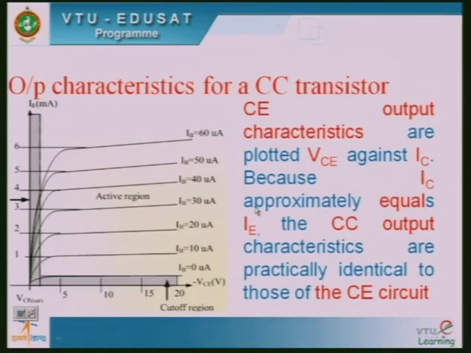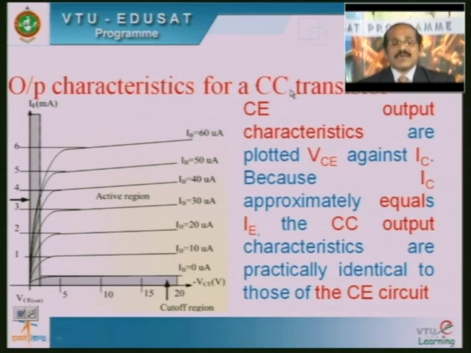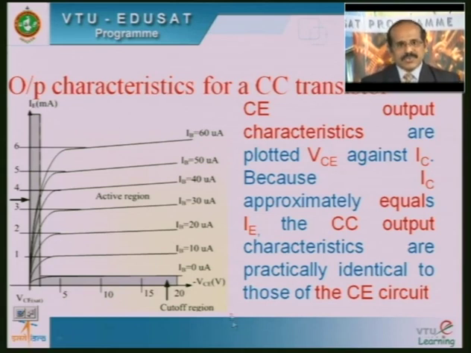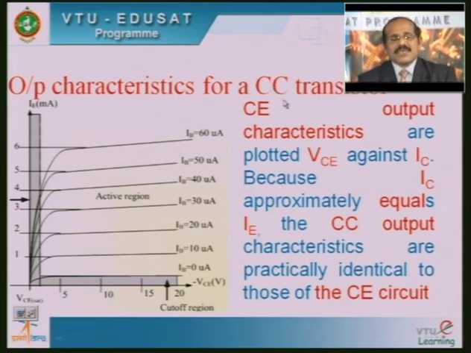Now let us see the output characteristics of BJT in a common collector configuration. The output characteristics is a plot of the output voltage versus output current. In the common collector configuration, base is the input and emitter is the output.